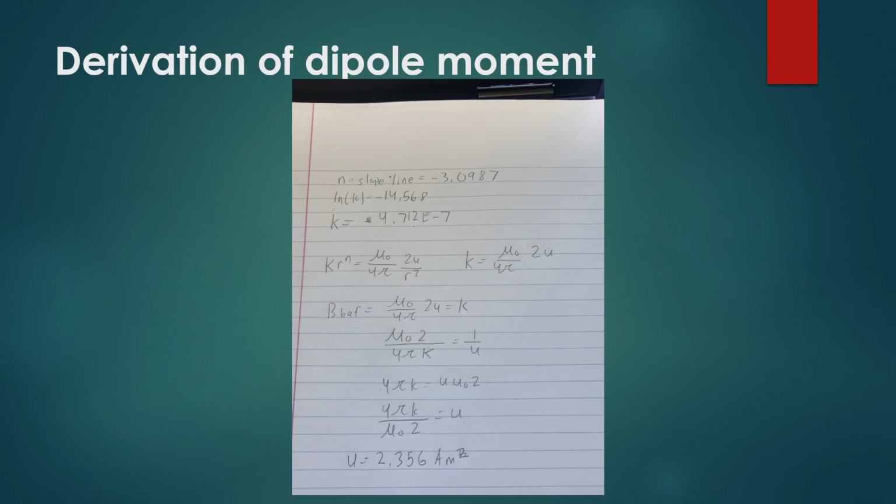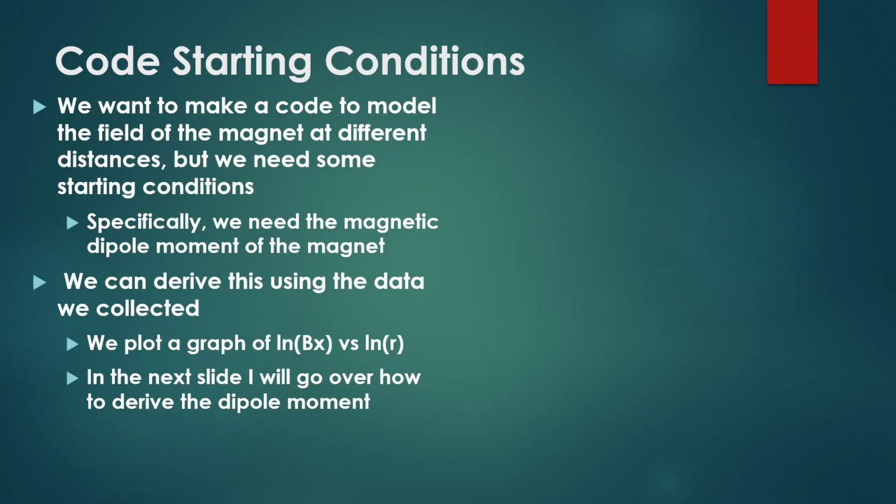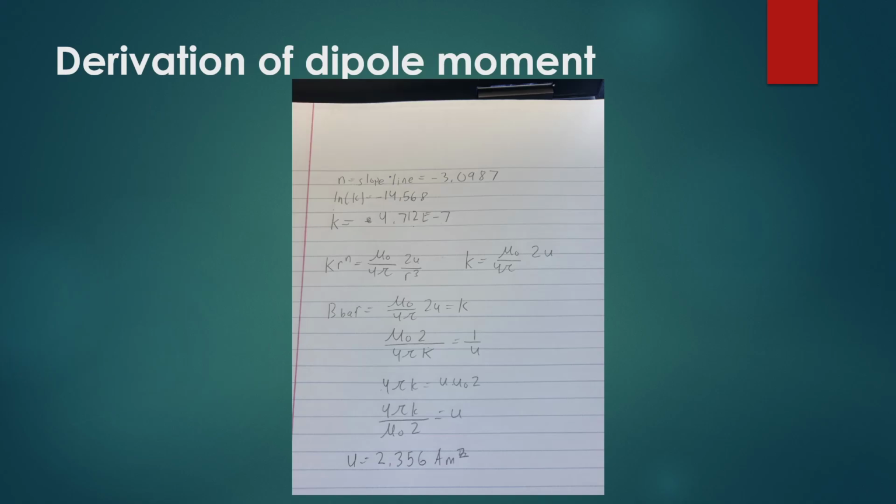Using that graph, we found that n, the slope of the line, was about -3. And then ln k was negative 14.568, and when you solve that, it gives us k equals 4.712 times 10 to the negative 7th. So here we know that k r to the n is equal to mu naught over 4 pi times 2 magnetic dipole moment over r cubed. And we know the equation on the right to be the equation of a magnet parallel on axis with a location.